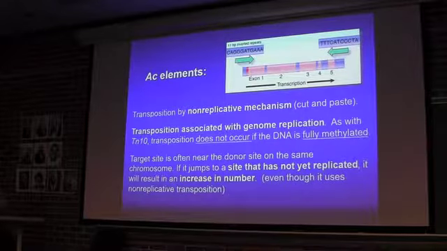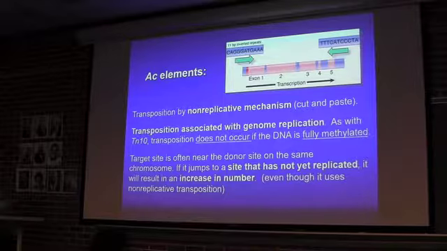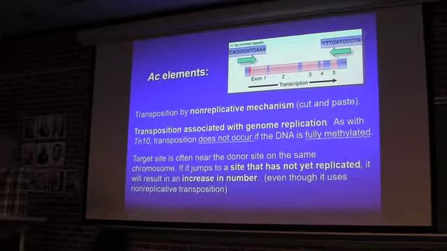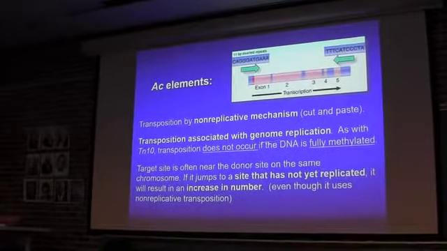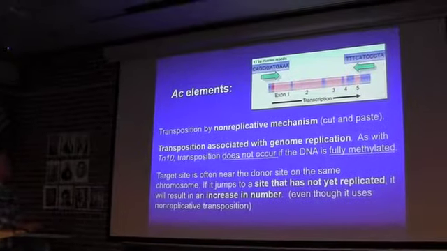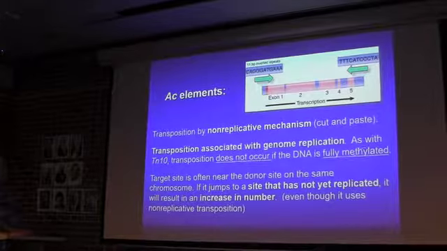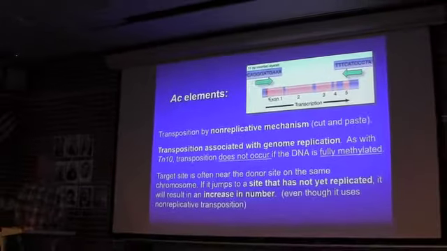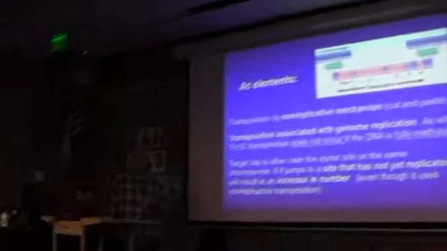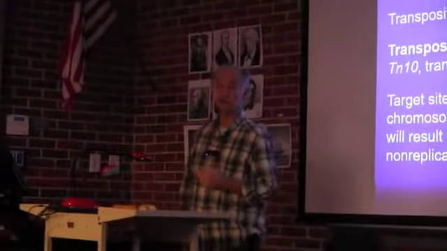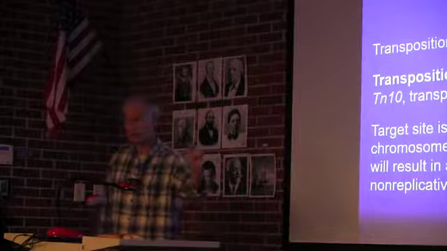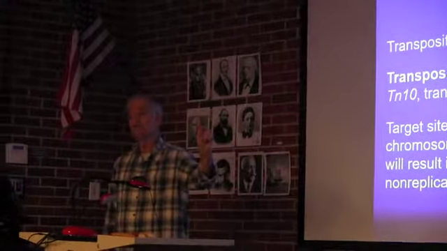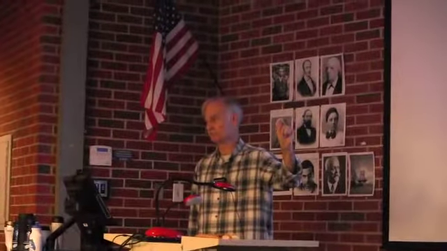AC elements, transposition by non-replicative mechanism, cut and paste. Cut and paste, that's the cleavage and ligation, right? The second one we saw. Associated with genome replication, transposition does not occur if the DNA is fully methylated. There might be a way to control this. And there definitely is. If you can methylate the DNA that's a transposon in a eukaryote, you can inactivate it.